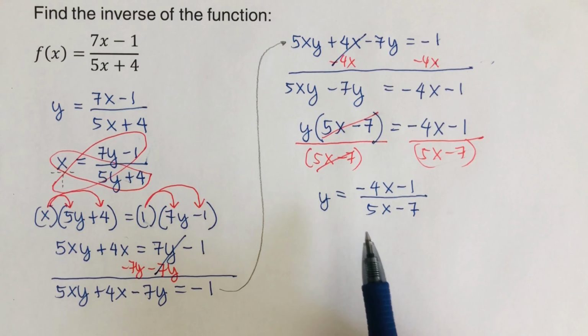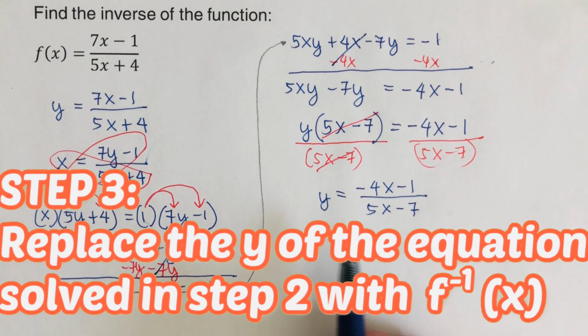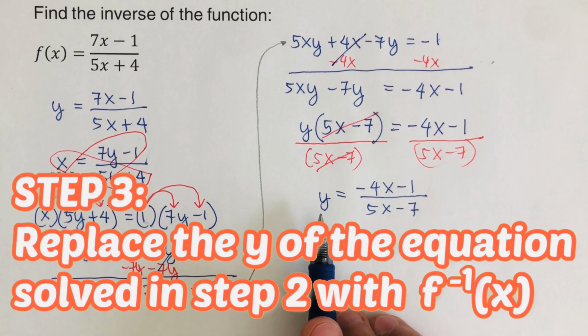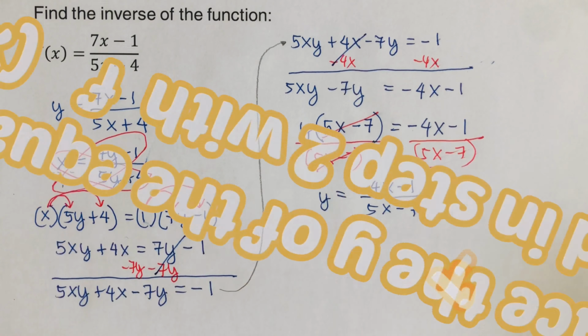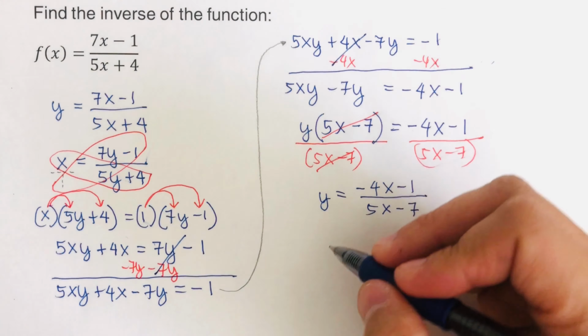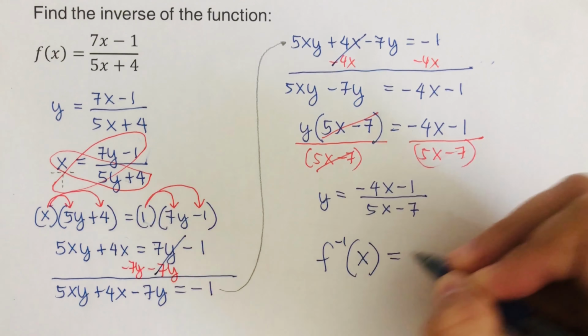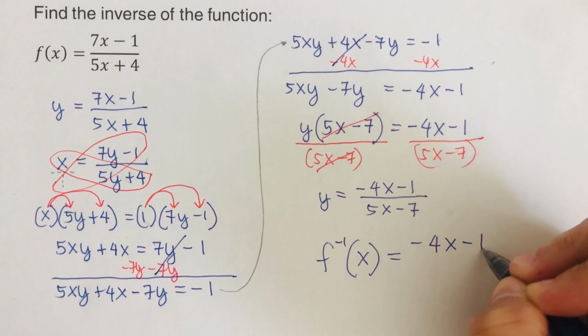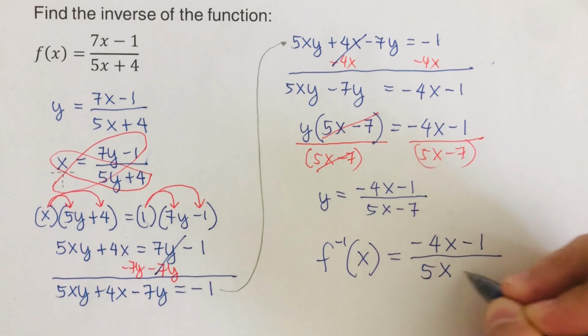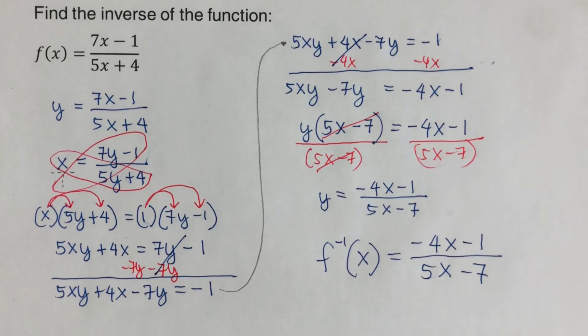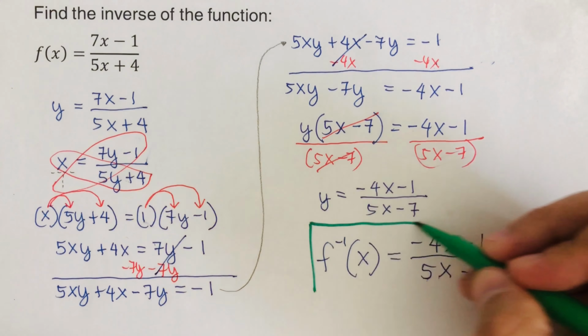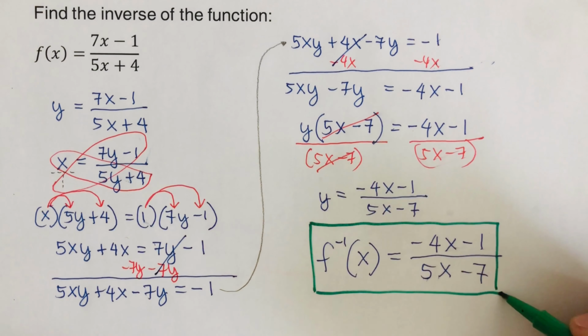So after we have this set up, we're ready to move on to the third step. Replace the y of the equation solved in step 2 with f negative 1 of x, which is the notation for inverse. So I can go ahead and rewrite this as f negative 1 of x is equal to negative 4x minus 1 over 5x minus 7. And this is the inverse of this function up here. Did you get the same answer as this?